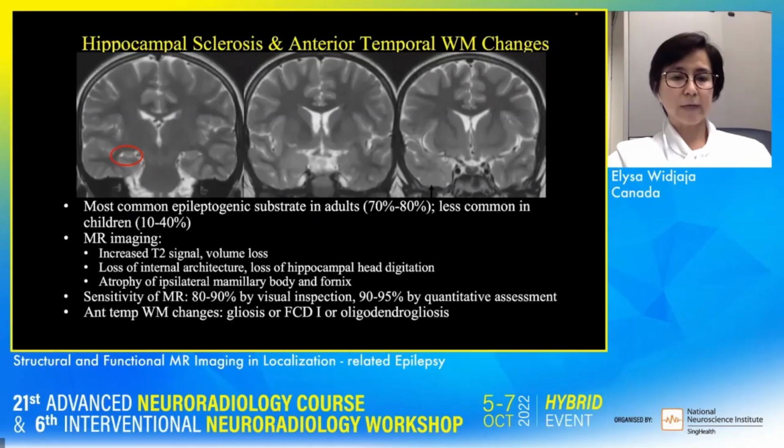In about 40% of cases, you may see abnormal signal in the anterior temporal white matter, and this could either be due to gliosis or focal cortical dysplasia or oligodendrogliosis.